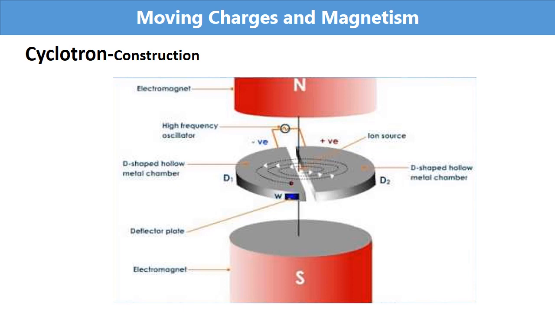I'll brief the construction once again. In a cyclotron, we have two hollow D-shaped metallic chambers D1 and D2 called Ds. These Ds are separated by a small gap. In this gap, we are keeping the source of positively charged particles. We know cyclotron is a particle accelerator. So the particle to be accelerated, we are getting from this source.